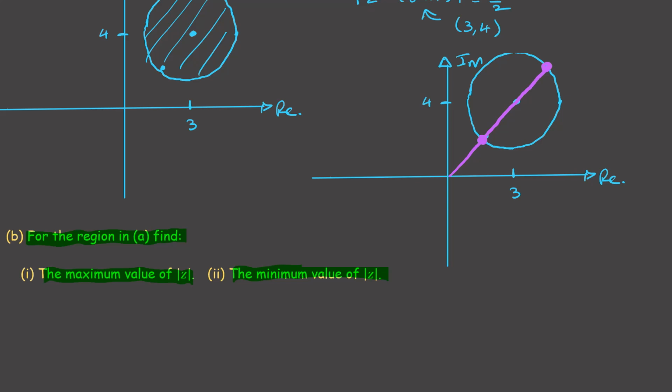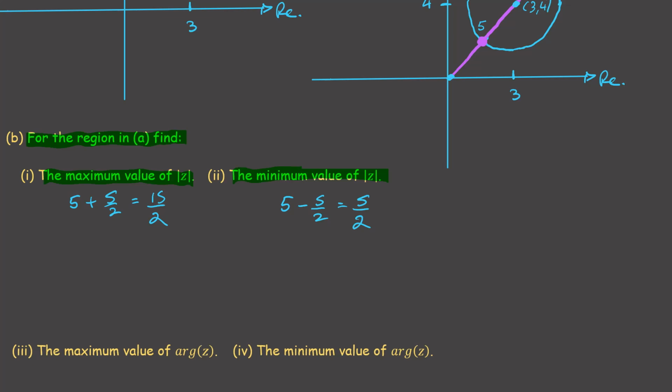Okay, so we know the distance from the origin to the center, because this is the point (3, 4). We know that distance is 5. It's just Pythagoras' theorem. So the maximum value of |z| is going to be 5 + 5/2. So that's the distance to the center plus the radius, which is going to be 15/2. And the minimum distance is going to be 5 − 5/2. Distance to the center take away the radius, and that is 5/2. We're then going to want the maximum value of arg z and the minimum value of arg z.